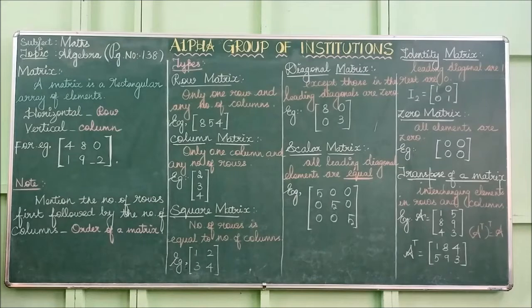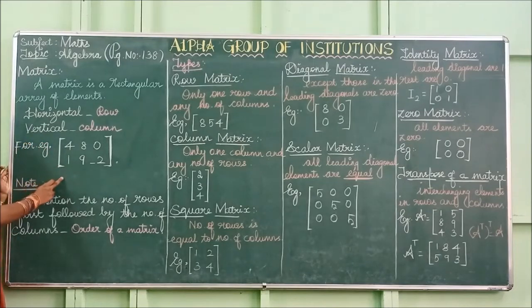Today we are going to see the topic matrix. So listen, what do you mean by matrix? A matrix is a rectangular array of elements. Horizontal elements are called a row and vertical elements are called a column.